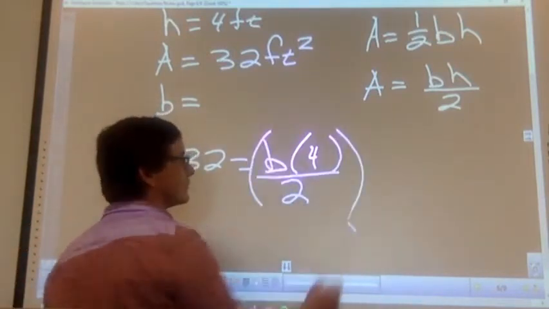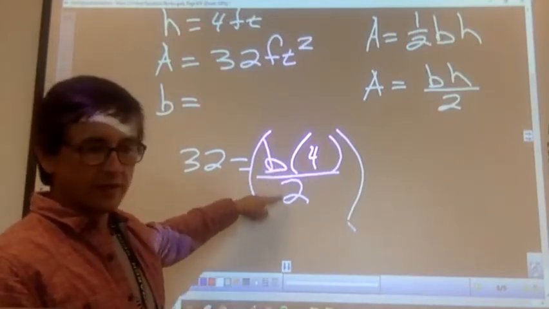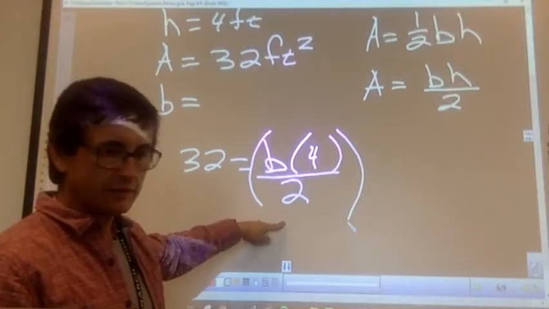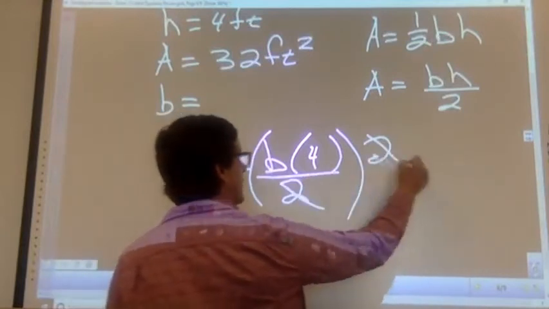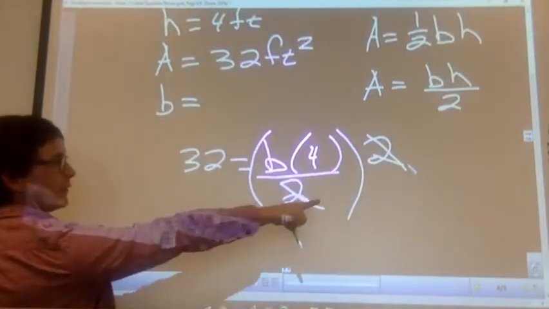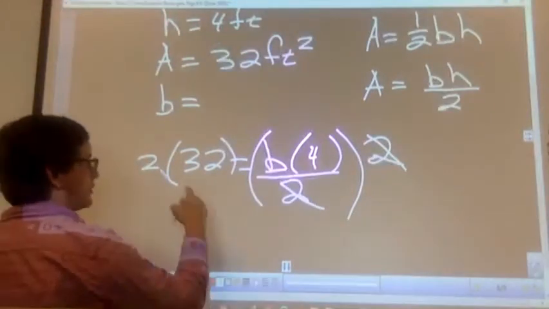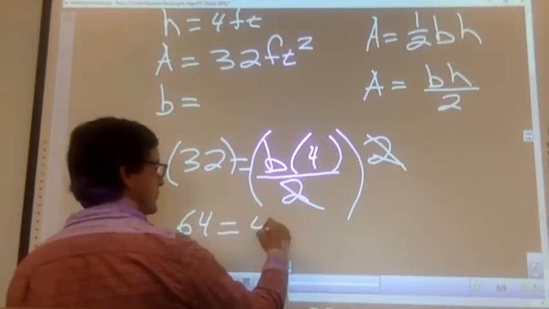Do you do b times 4 divided by 2? I'm not entirely sure. This is divide by 2. What's the opposite of divide by 2? Multiply. That's it. So you multiply by 2, cancel out the right side. Multiply by 2. So 2 times 32 is 64 equals 4b.